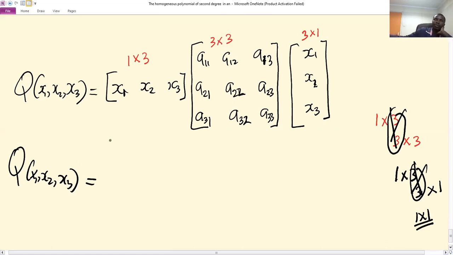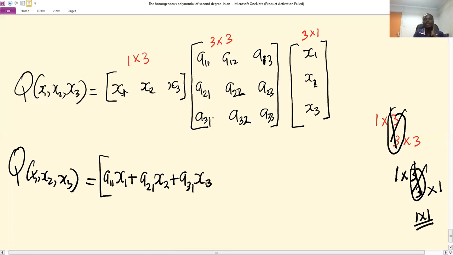So Q of x1, x2, x3 will be, now we expect to get a 1 by 3 matrix. So just a row vector, a row matrix. So it's usually row, column, row, column. X1 by A11 will be A11 X1, plus X2 by A21, A21 X2, plus X3 times A31 is A31 X3. So that is the first element you write.